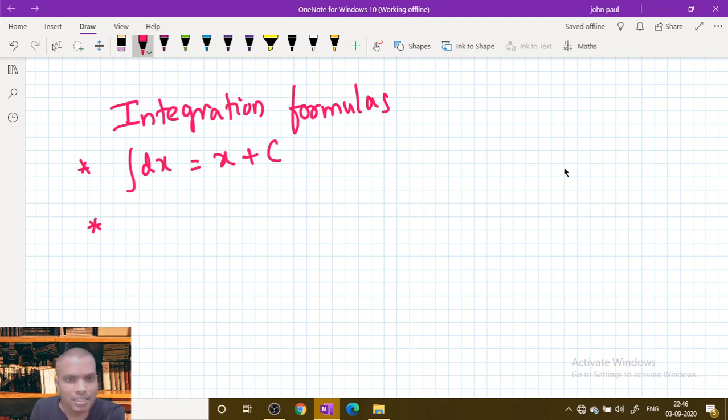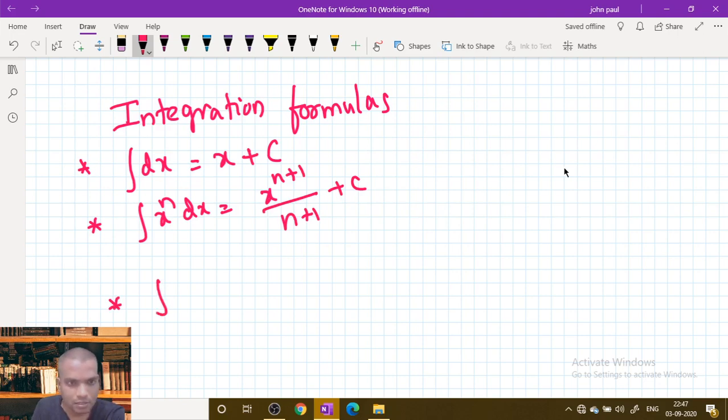So integral dx equal to x along with the integration constant, and integral x power n dx is equal to x power n plus 1 upon n plus 1 plus c. The next one, integral 1 by x dx, is equal to ln of x plus c.